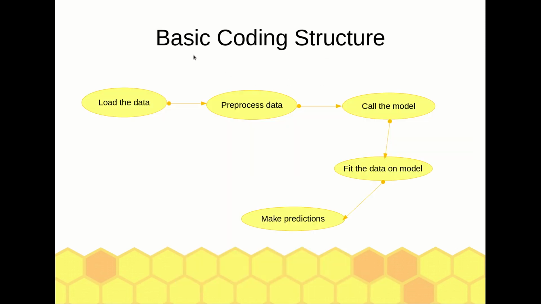Now let's talk about the basic coding structure which every ML code, or every ML algorithm whichever you use, follows. First of all, we load the data. There are libraries to load the data, and the most popular one is pandas. We use pandas to load the data, and then we pre-process the data. You're going to learn about all this, so don't worry. You just understand that we first have to load the data in the program, and then we pre-process the data.